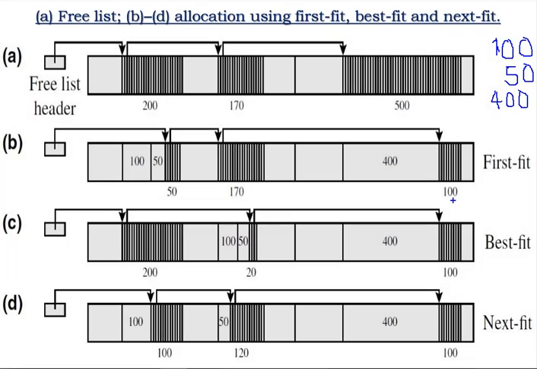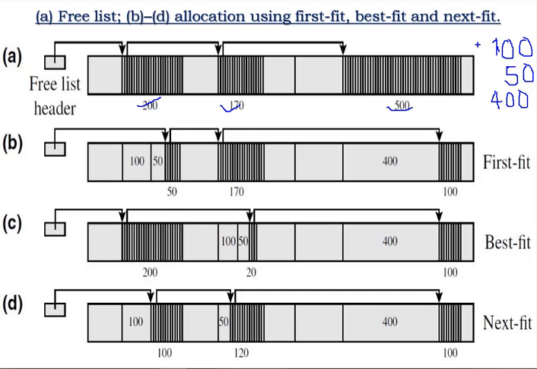Next we will discuss the best fit technique used by the operating system to allocate memory for different processes. We will consider the same scenario: three free blocks of 200 bytes, 170 bytes and 500 bytes. The best fit technique uses the smallest memory that can be allocated to the process, so that the minimum amount of memory is wasted. It gives priority to the smallest suitable memory in the free list.